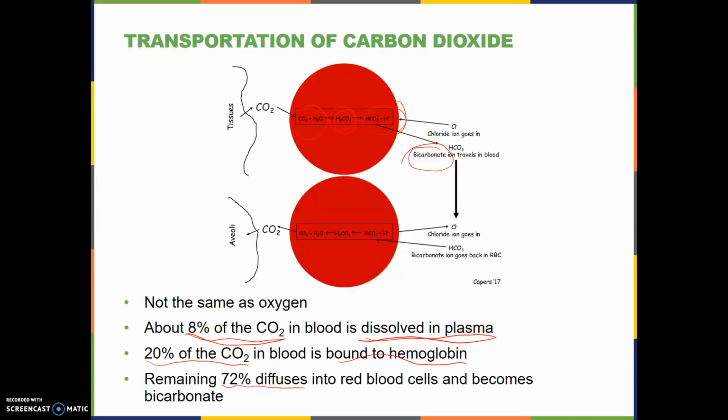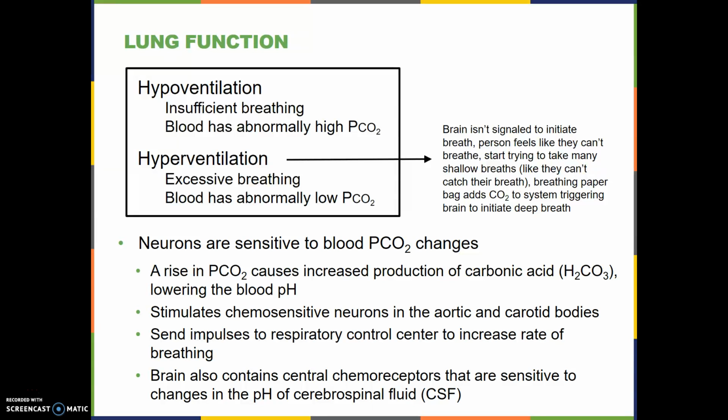And then when it reaches the alveoli of the lungs, the reaction reverses. The bicarbonate reverses and forms carbonic acid and back into carbon dioxide gas, which diffuses into our alveoli, and we breathe it out.